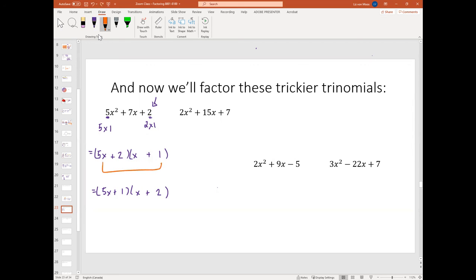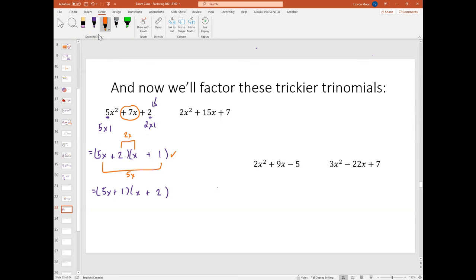So to check, I know that 5x times x is 5x squared and 2 times 1 is 2. I'm not really checking those, but I'm interested in making sure I get the 7x. 5x times 1 is 5x. 2 times x is 2x. 2x plus 5x is 7x. So that is the right answer.